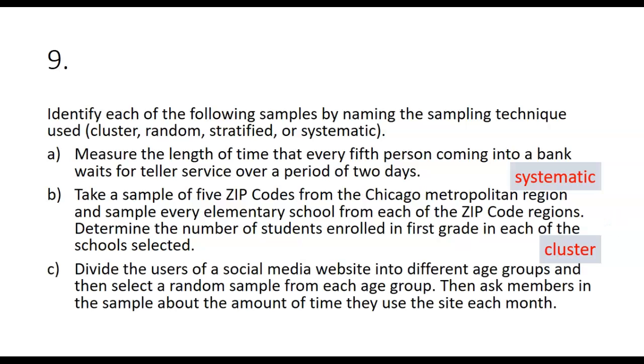And what if you divide the users of a social media website into different age groups and then select a random sample from each age group? Then ask members in the sample about the amount of time they use the site each month. So when you divide your overall population into different groups, and then make sure you include some individuals from each one of those groups in your sample, that would be stratified sampling.